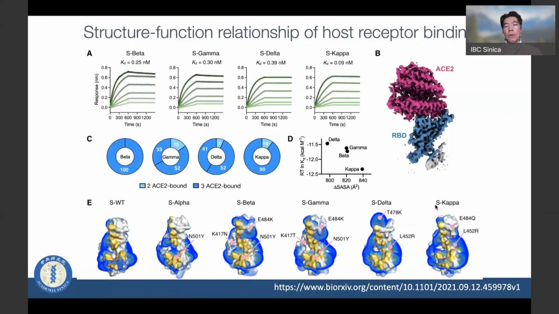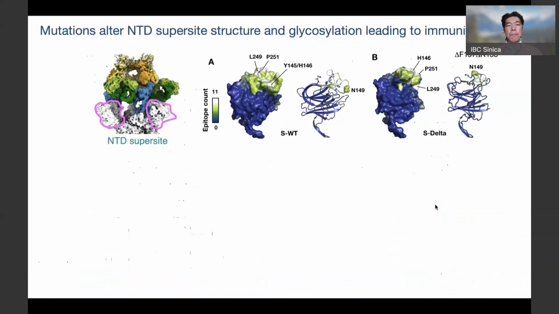Looking at the structures of the RBD, we also demonstrated how these mutations rearrange the surface electrostatic potential. That's very important to recruit ACE2 binding. In addition, we show by cryo-EM that the hyperantigenic N-terminal domain supersite is remodeled due to the loop deletion and other mutations in the Delta variant compared to the wild type. The supersites are indicated in white or light green.